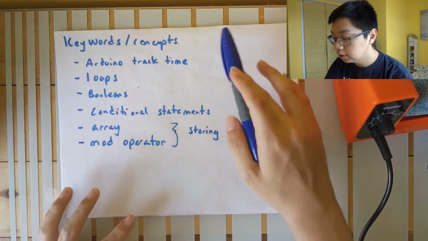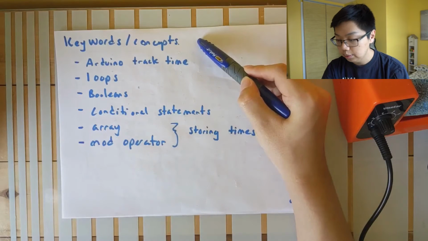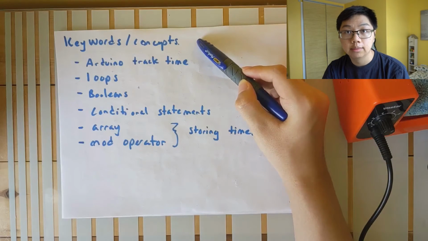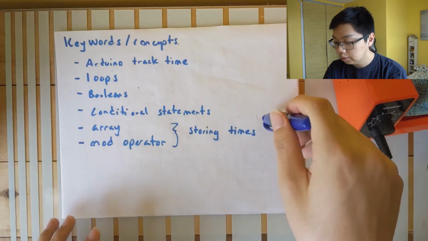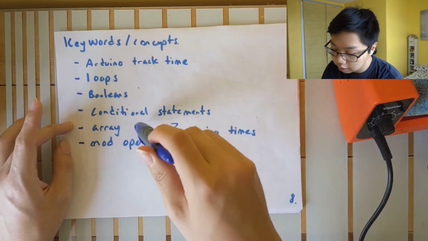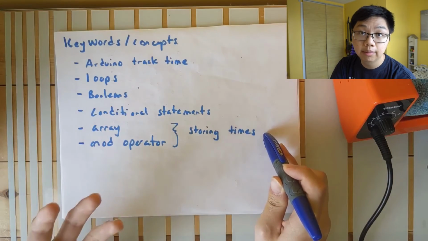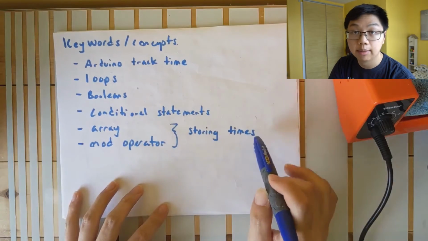Once again, here are some useful keywords and concepts that you may want to look into. This part is a lot more based on the fundamental knowledge of coding, so depending on your level of knowledge, it may or may not be useful. However, I do still want to draw attention to the last 2 points about arrays and the mod operator. In particular, it's probably going to be useful for rhythm, especially for storing the time of the knocks.